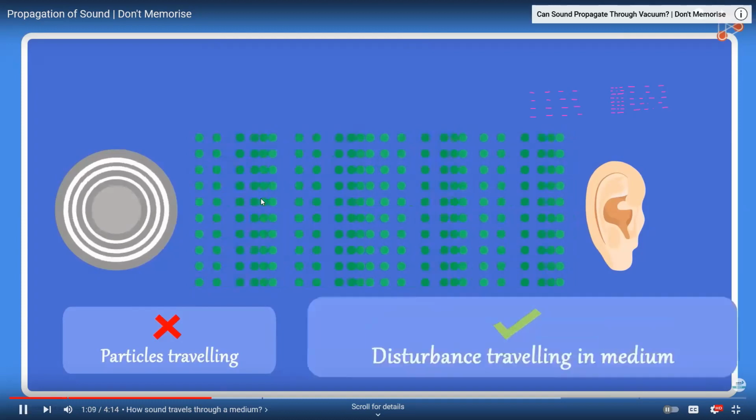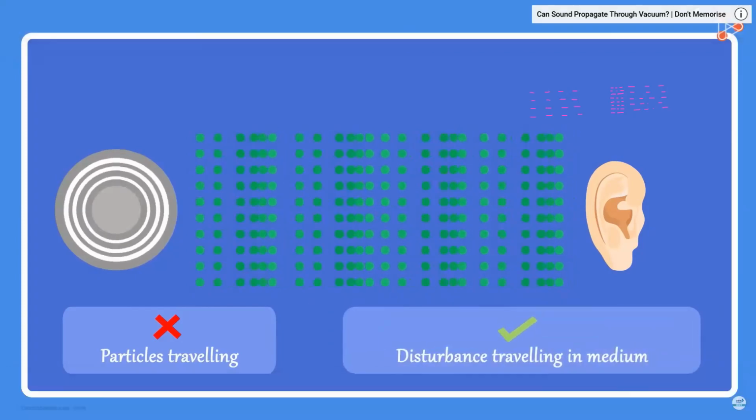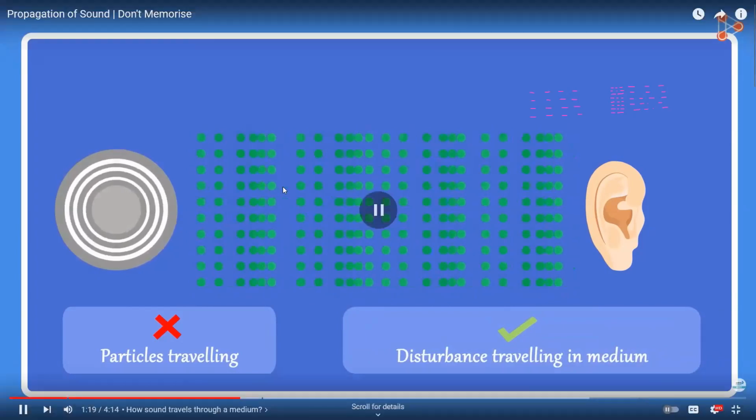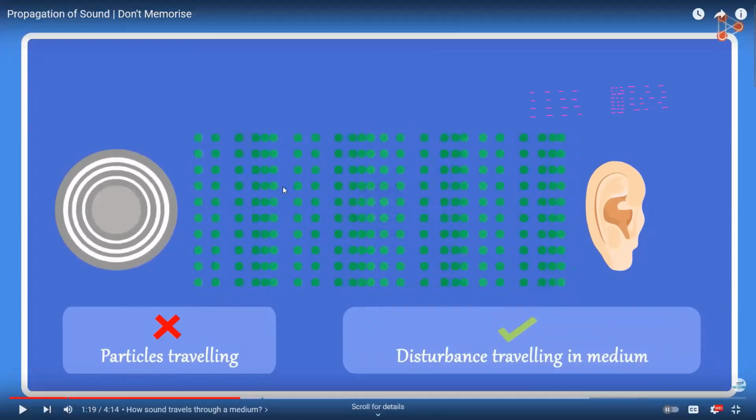Here, it is the disturbance produced by a source which is traveling in the medium. The particles are merely oscillating from their mean positions. This disturbance created by the oscillating only, we are calling as a what? Vibration. That oscillation, to and fro motion, back and forth motion is what we call vibration.